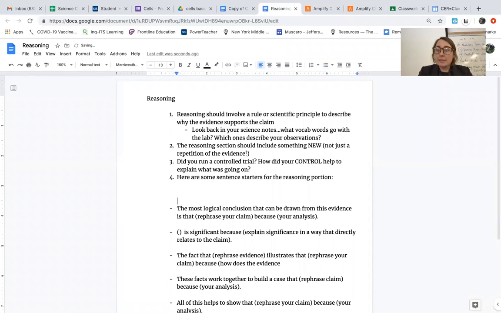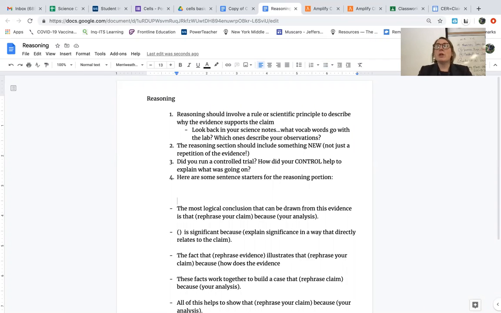So reasoning essentially says why your evidence actually supports your claim. Most of us are just repeating our evidence. We're just saying the evidence portion again, and I can't give you full credit for that. Reasoning should involve something new, okay?